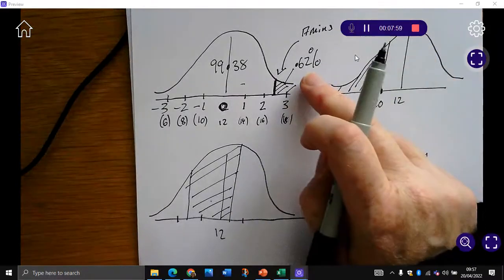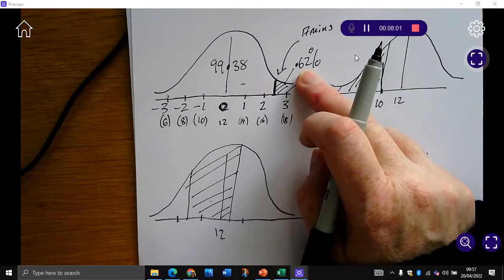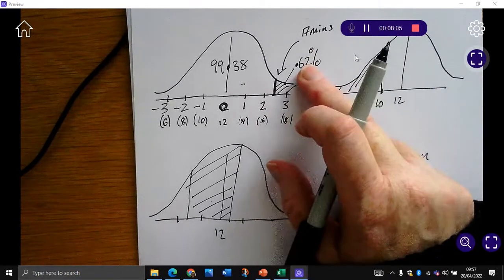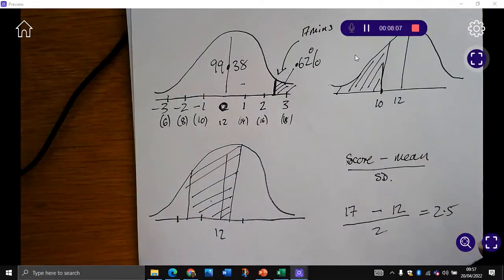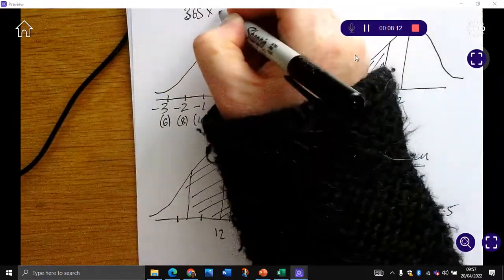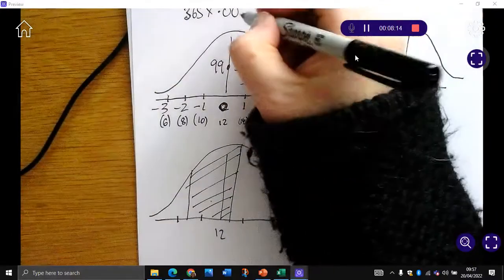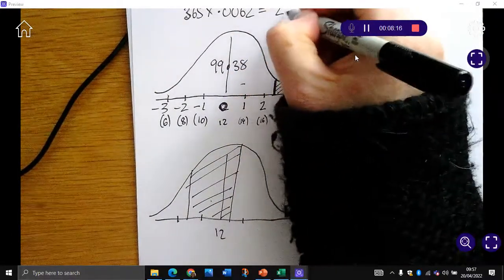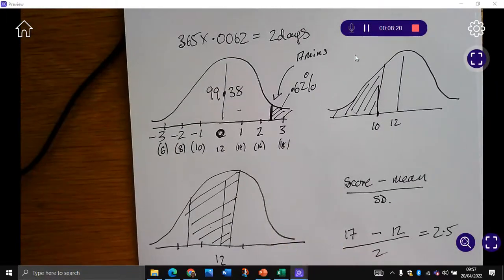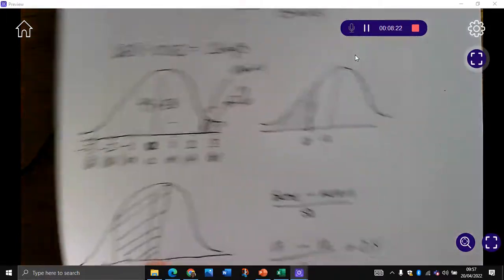And if I calculate 0.62% of 365 days, that gives me how many days this milkman took more than 17 minutes. Okay, just quickly do that there. 365 multiplied by 0.0062. It's 2 days. I've rehearsed this beforehand. Okay, so we're on to our next one.